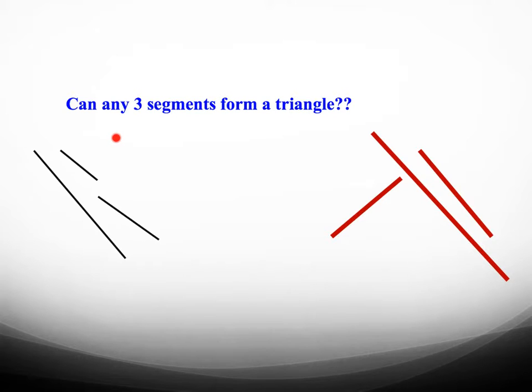First thing I want you to think about: can any three segments form a triangle? Now that you've had a chance to think about that question, take a look at the three segment lengths here. Could I arrange those to make a triangle? Because a triangle has three sides. Take a look over here at the red segment lengths. Could I arrange those to make a triangle? That'll help us answer the question, can any three segments form a triangle?